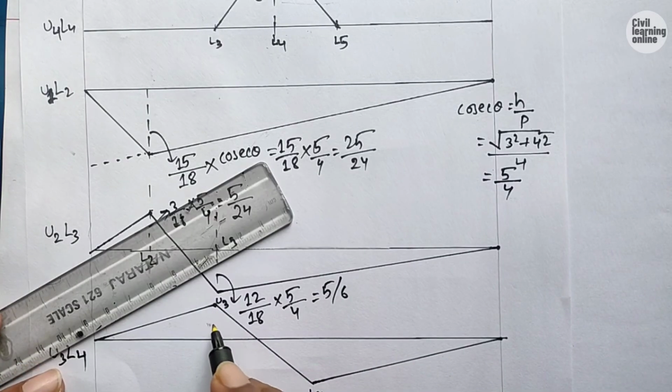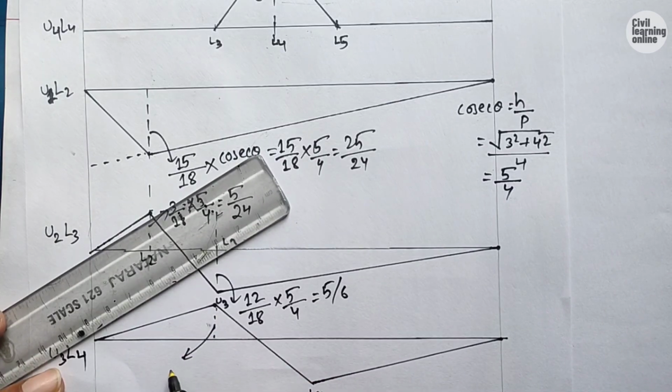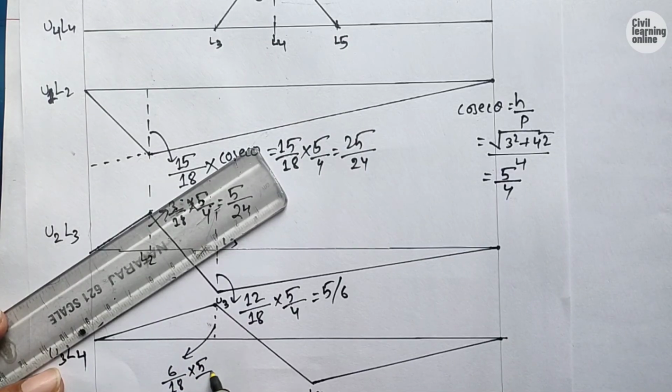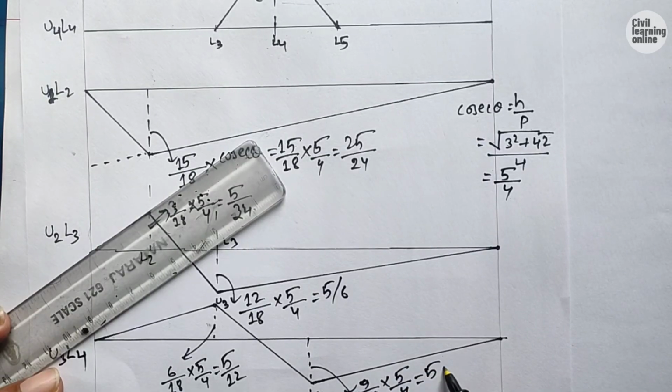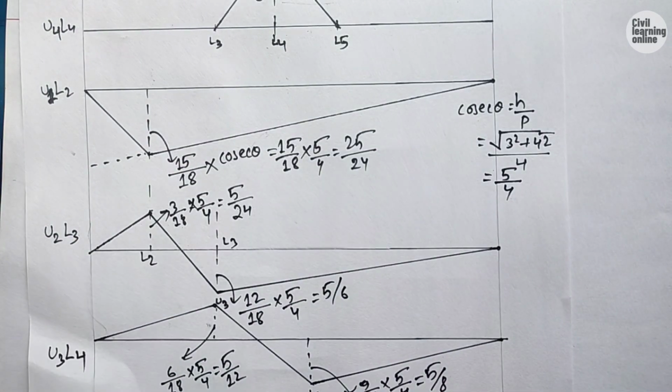Now calculating the height of the influence line diagram, the value is 6 upon 18, meaning x upon L multiplied by cosec theta 5 by 4, and we get 5 upon 12. Similarly, this height is 9 upon 18, x upon L multiplied by 5 by 4, and we get the final answer 5 by 8. This is the height of the influence line diagram for the diagonal member U3 L4 for the deck type truss bridge.